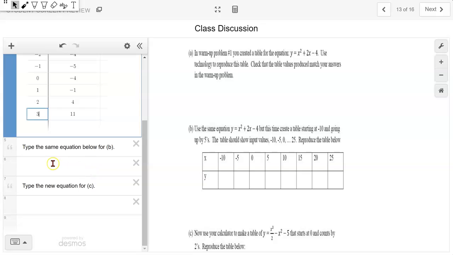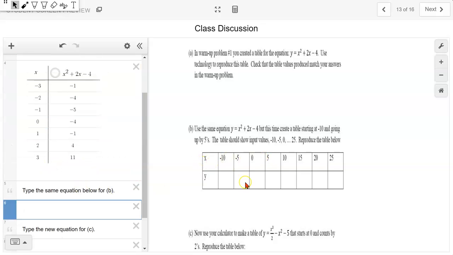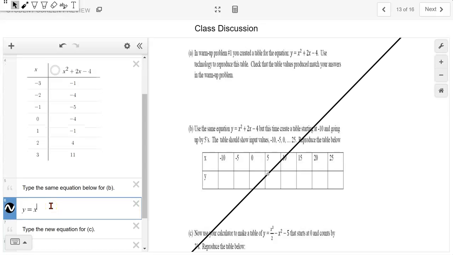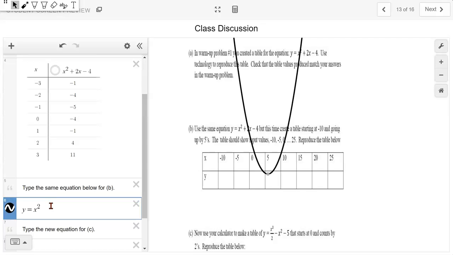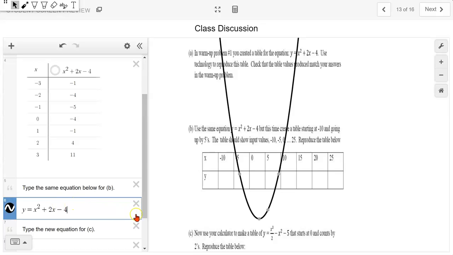Okay, next one. Letter B. We do the same thing, but this time our table is by fives: -10, -5, 0, 5, 10, 15, 20, and 25. Okay, so all you have to do is again type y equals x squared plus 2x minus 4.